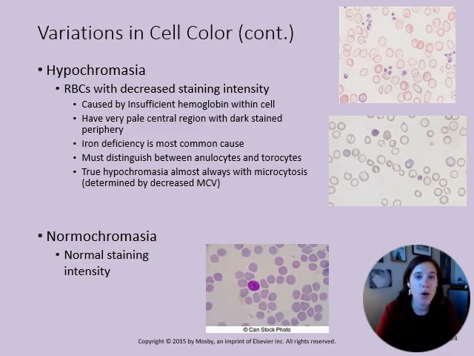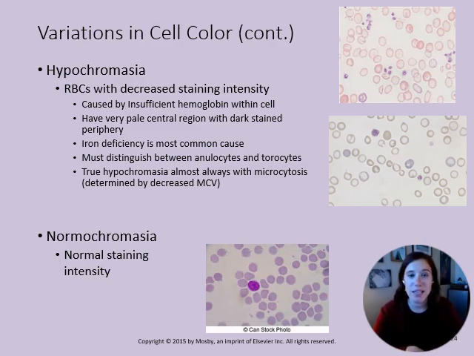We then can see hypochromasia, which are red blood cells with a decreased staining intensity. This can be from insufficient hemoglobin within the cell, so maybe we're anemic, maybe we've got an iron deficiency. We can also have a pale central region with a dark stained periphery. Again, iron deficiency can cause it. We have to distinguish between anucleocytes and target cells. We'll talk more about that later. But true hypochromasia almost always will have microcytes and a decreased MCHC.